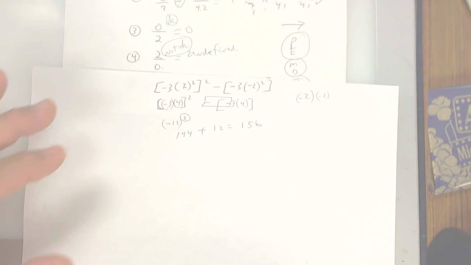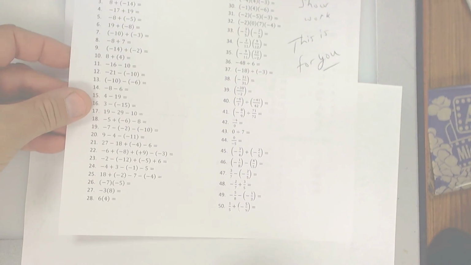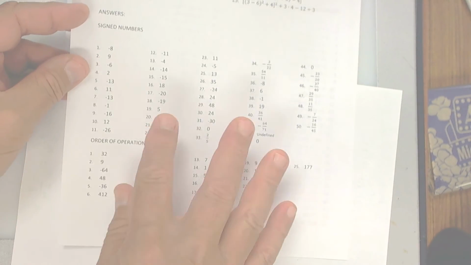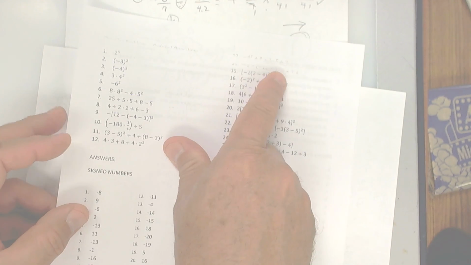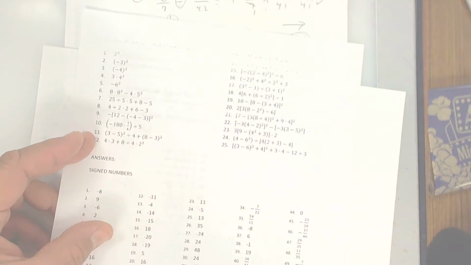Now look, the answers for today's worksheet are on the back. So look here. I gave you all the rules. Here are the answers down here. Now these you can't really see, so don't ask me what they are. We can just skip those, okay?